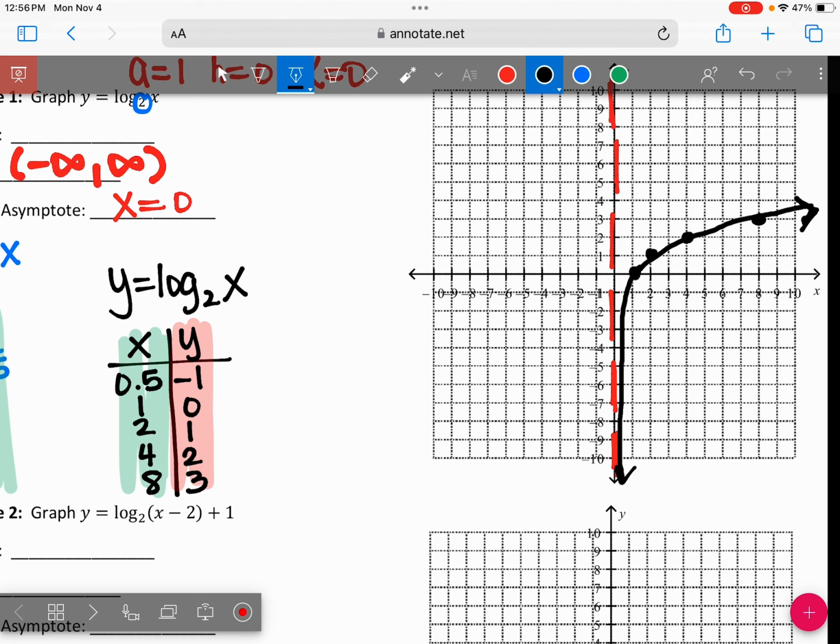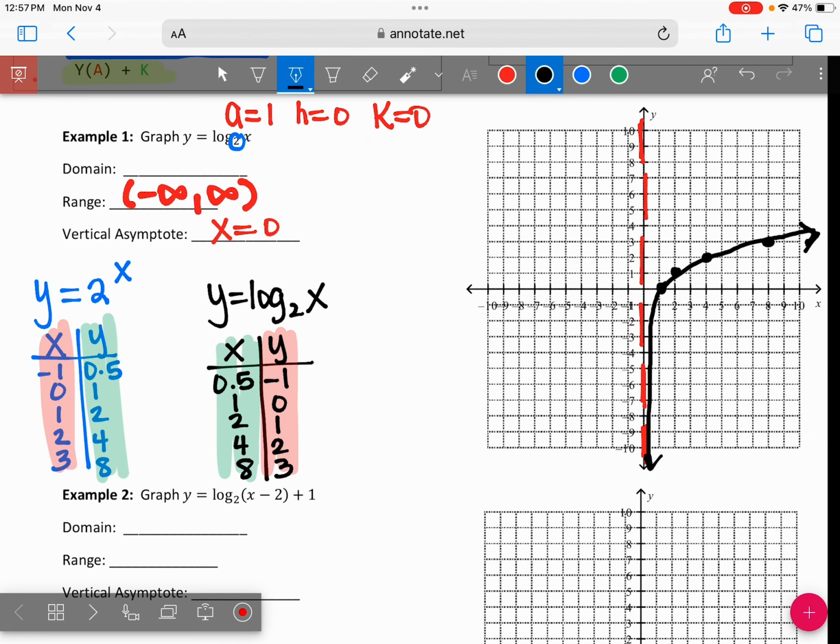How did I do what? So I just chose any numbers for x, just like we did for exponential. I just picked these numbers. You can pick any numbers, but I picked these numbers, and then in your calculator, you do 2 to the power of -1, 2 to the power of 0, because this is your exponent. And then I flip the table. Did I write that on there?